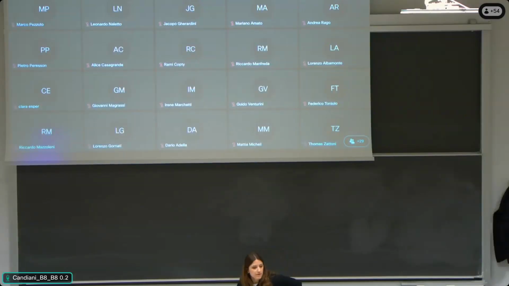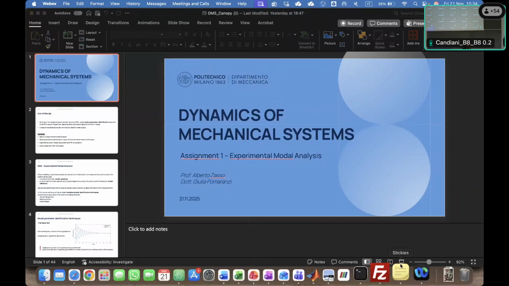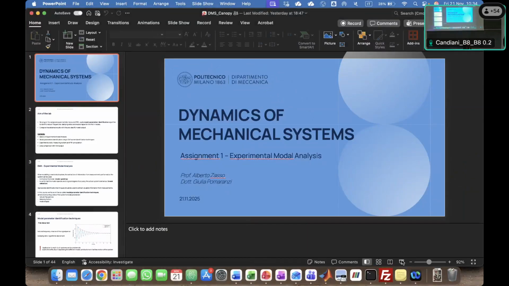Okay, good morning everyone. Today, as previously announced, I'm going to introduce you to the first assignment, which is about the experimental modal analysis.